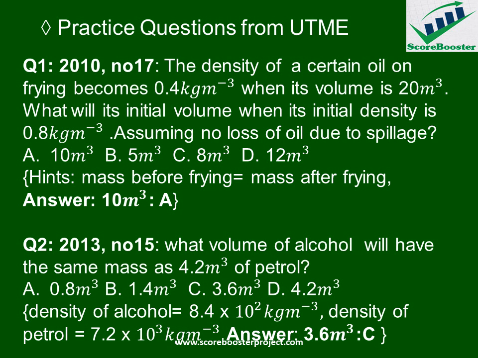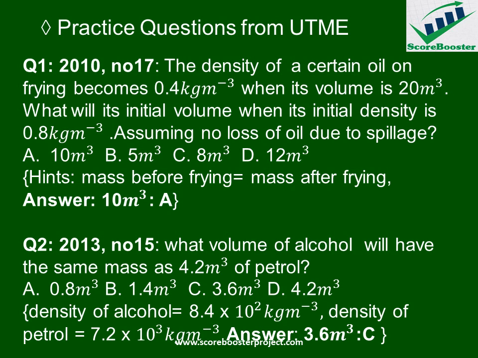Now on to the practice questions. The first question we have for your practice comes from 2010, number 17, and the question goes: the density of a certain oil on frying becomes 0.4 kilogram per meter cube when its volume is 20 meter cube. What will be its initial volume when its initial density is 0.8 kilogram per meter cube, assuming no loss of oil due to spillage? The expected answer here is option A, which is 10 meter cube.